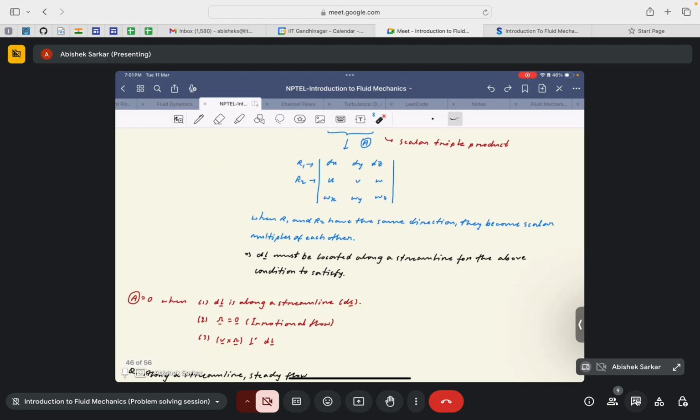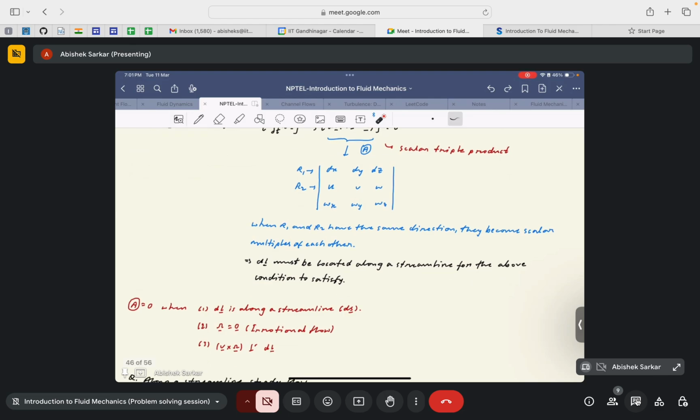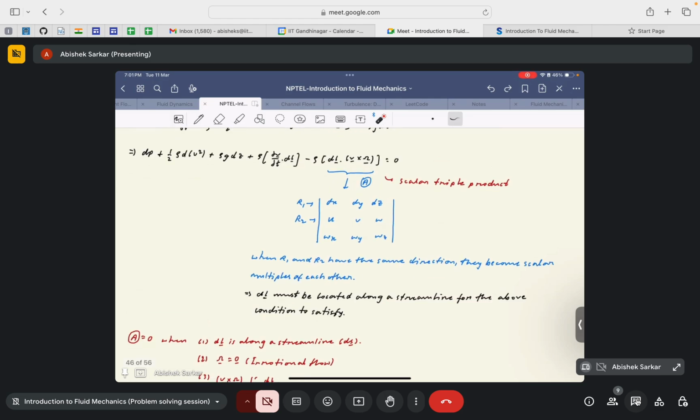So this term A can be 0 in these 3 circumstances. First is the one that I have already discussed. If dl is along a streamline, where the tangent to that particular line gives us the velocity components, then these two terms become scalar multiples of each other, and this term becomes 0. Secondly, if the flow is irrotational, that is, this term is equal to 0, then this term can be neglected.